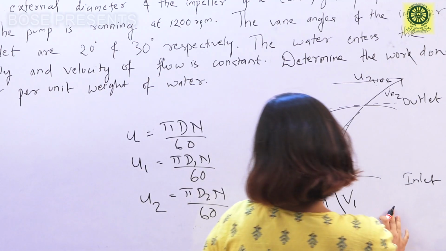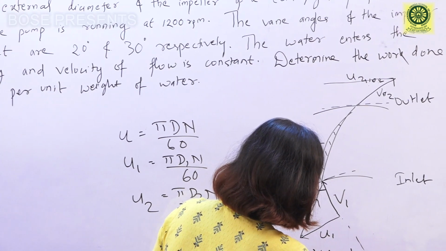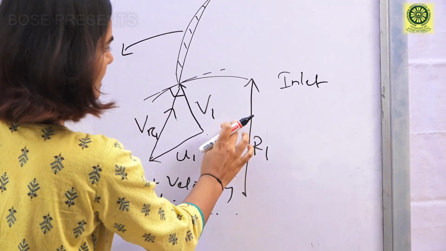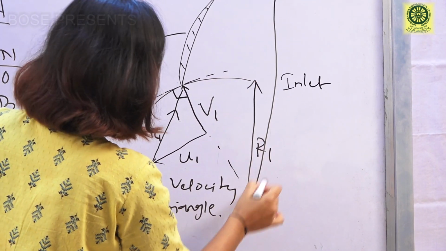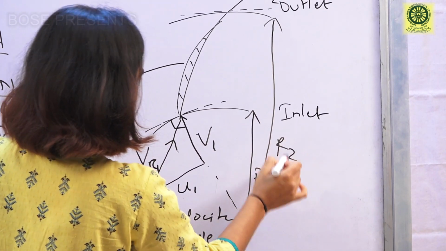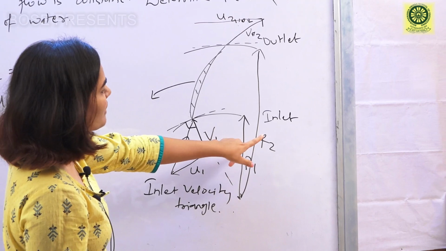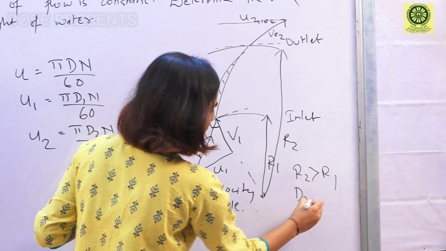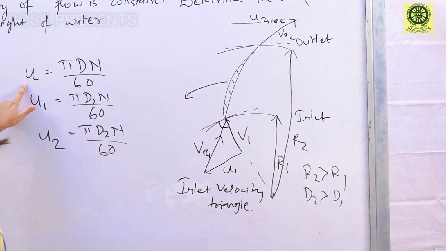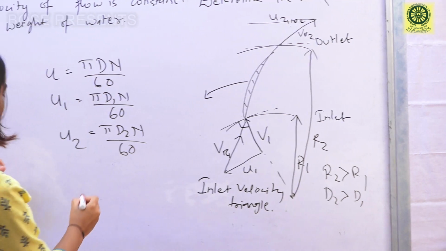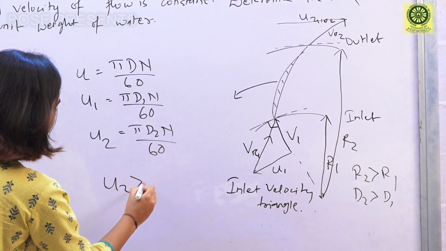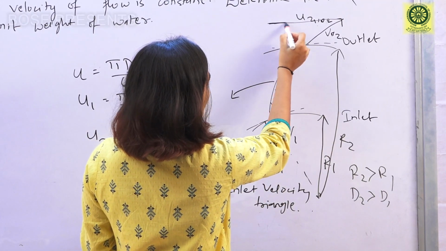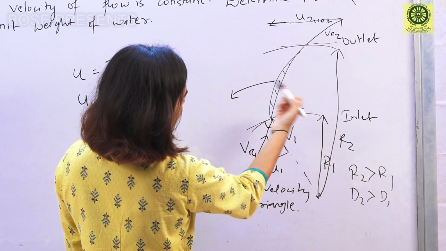Now, if this is the center of the impeller, here we have R1, the radius at the inlet, and similarly R2, the radius at the outlet. So it is clear that R2 is greater than R1, which means D2 is greater than D1, and U is directly proportional to D, so U2 will be greater than U1. So U1 is this, and U2 is a little greater than U1, in this direction because the impeller is moving in this direction.